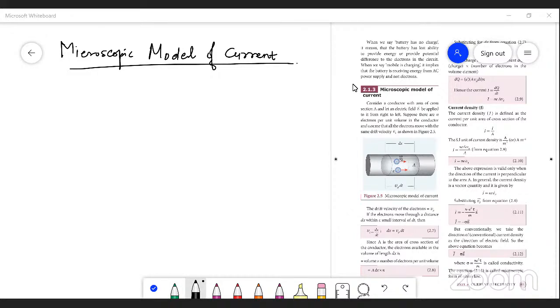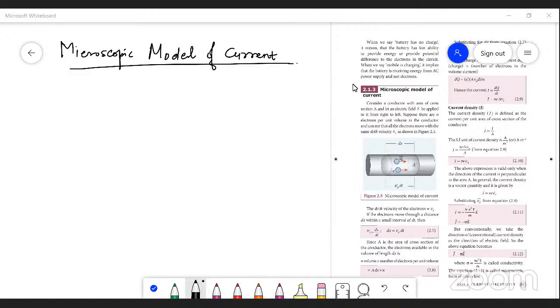So, to derive the expression between current and drift velocity, we are going to follow four different steps. First, we write the expression for drift velocity. Second, we calculate the number of electrons in a given volume of a conductor. Third, we calculate the total charge of the electrons in that volume. And then with the help of charge and time, we calculate the current. Automatically, it will give you the relationship between current and drift velocity.